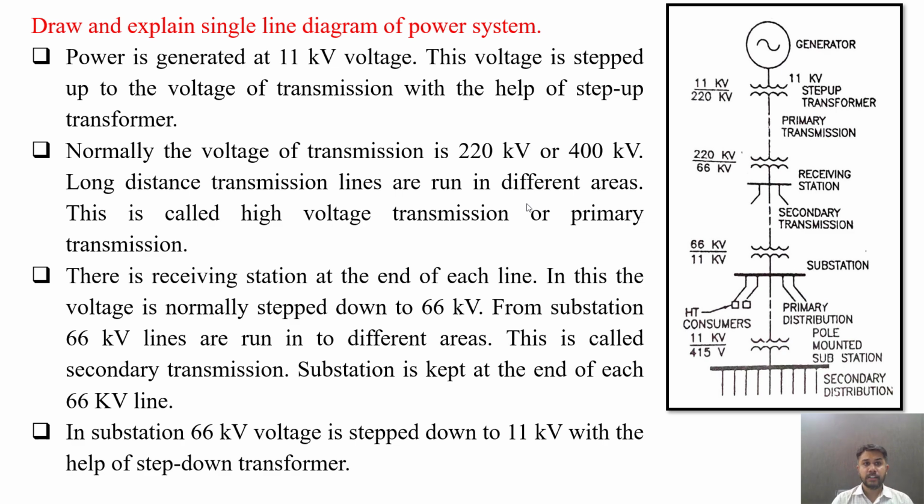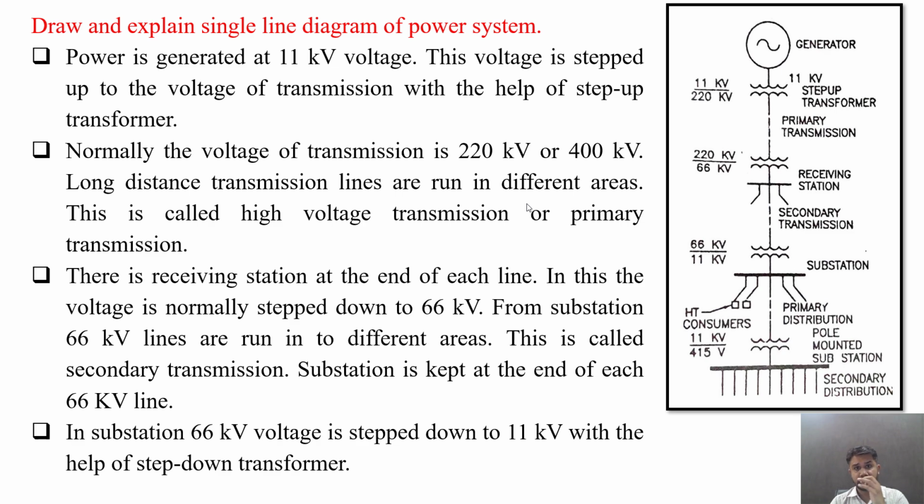Draw and explain single line diagram of a power system. So in the figure you can visualize the single line diagram of a power system. So power is generated at 11 kV voltage. This voltage is stepped up to the voltage of transmission level with the help of step up transformer.